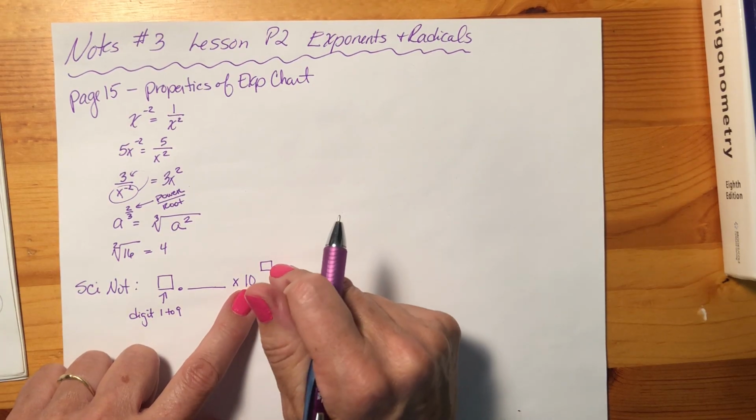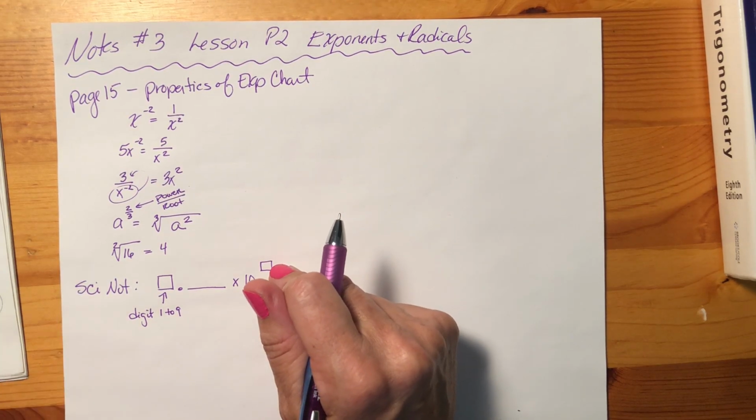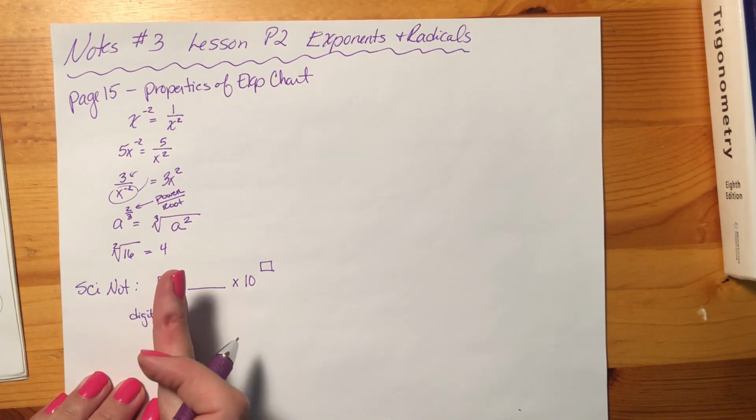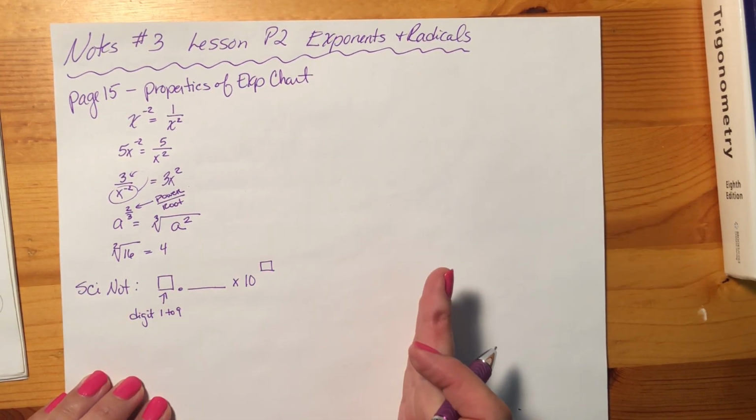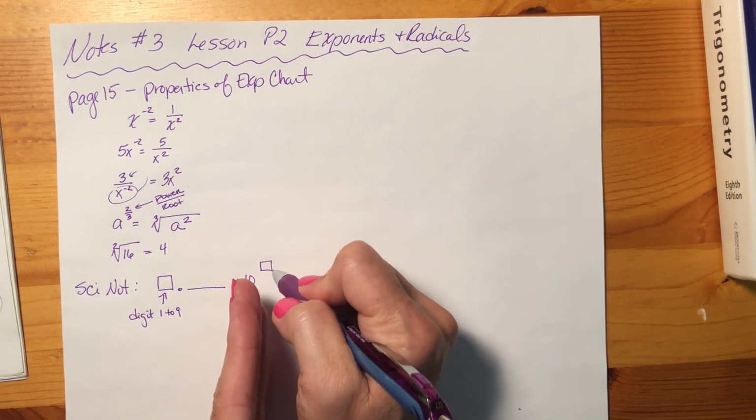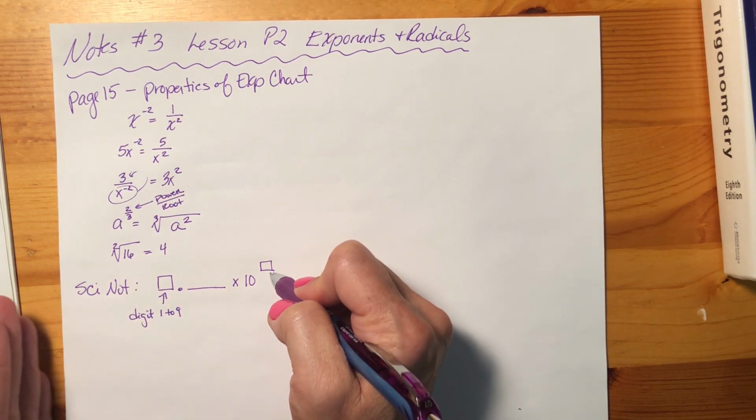If the power is negative, the numbers are going to be very, very small. If this is positive, the numbers are going to be very large. I just said that backwards. Let me say that again. If this is negative, you're going to move your decimal point to the left.